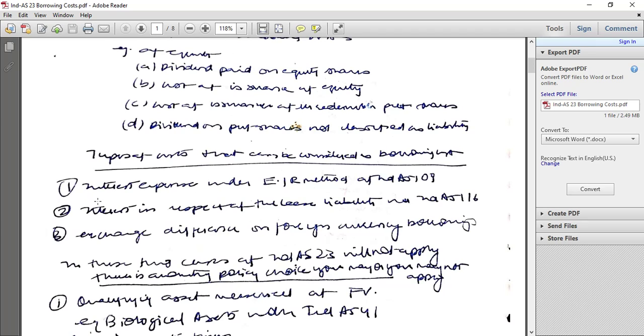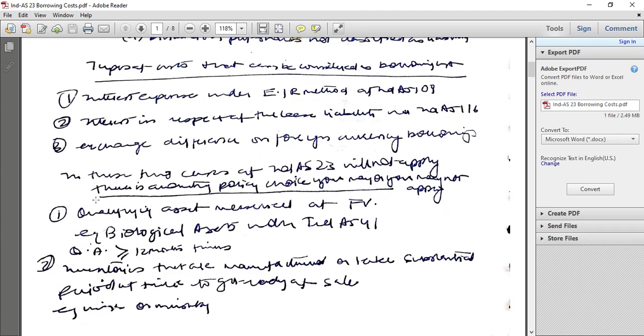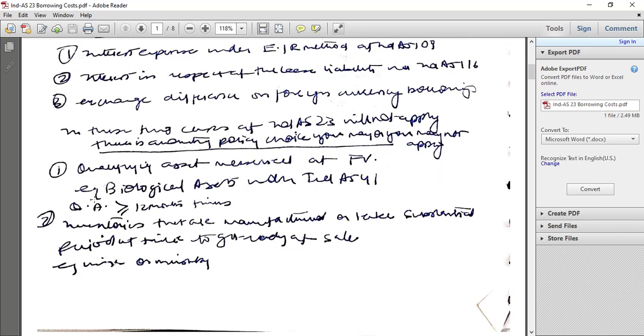Qualifying assets measured at fair value, such as biological assets under Ind AS 41, would not have any borrowing cost capitalization. Qualifying assets which take less than 12 months for creation will not be classified for borrowing cost capitalization. Inventories that are maintained or manufactured, or take a substantial period of time to get ready to use, like wine or whiskey, would not act as a qualifying asset.